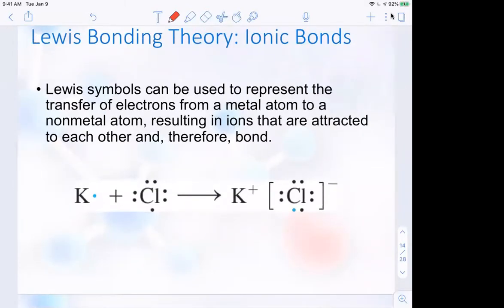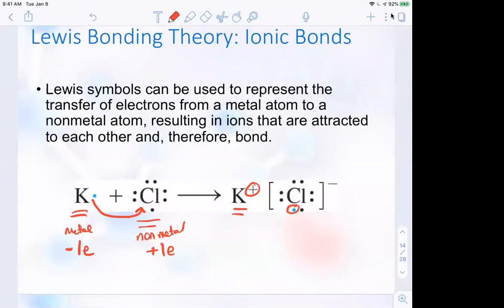So I can use Lewis symbols to represent the transfer of electrons. Here I have a metal, and here I have a non-metal. This wants to lose an electron. This wants to gain an electron. So here I lose this dot. This dot actually goes onto the chlorine. It'd be better if I drew it this way. This dot actually goes here to fill that spot to allow the chlorine to become a -1.